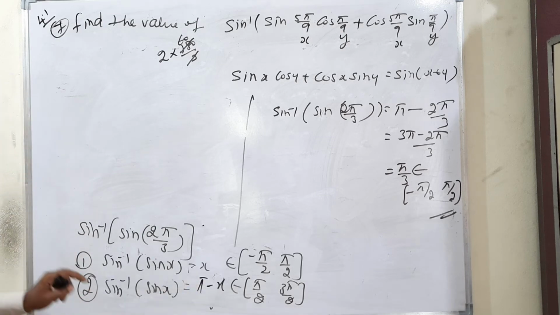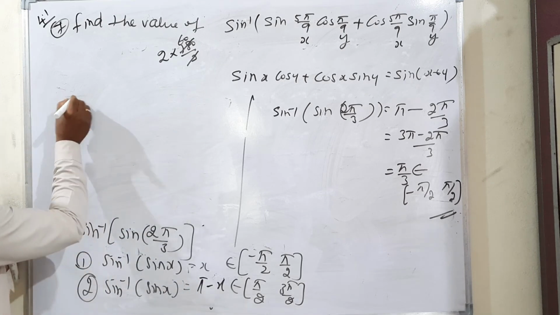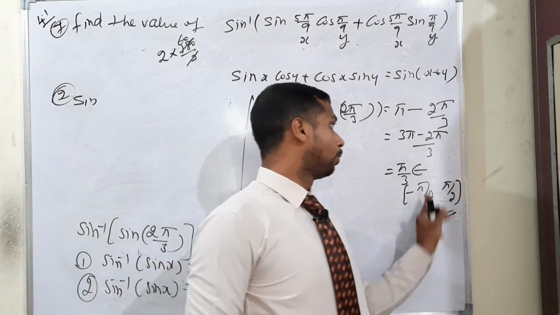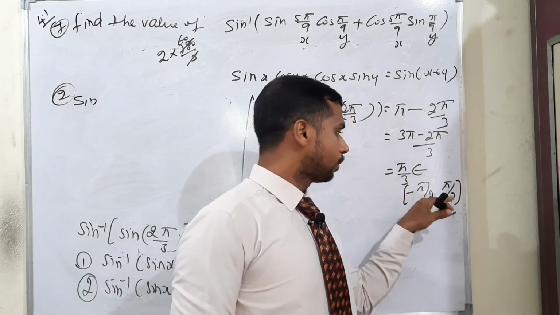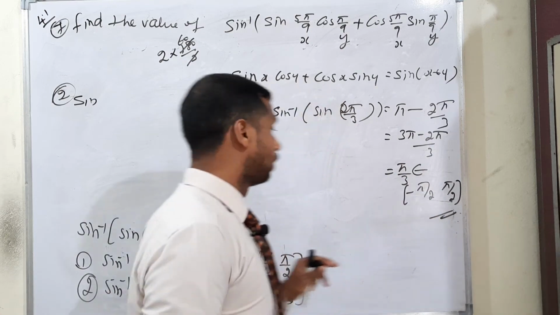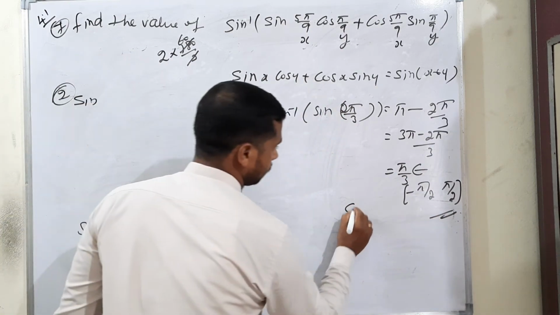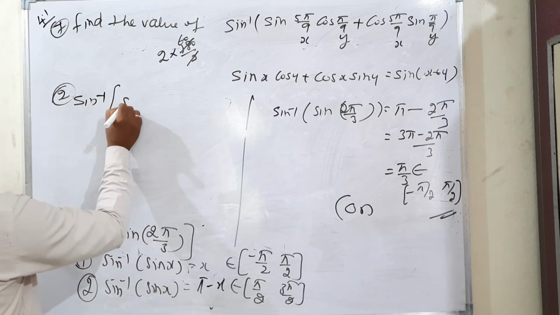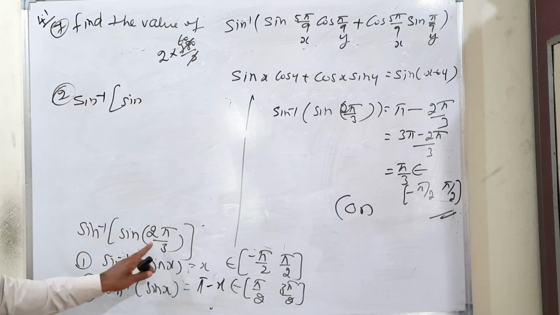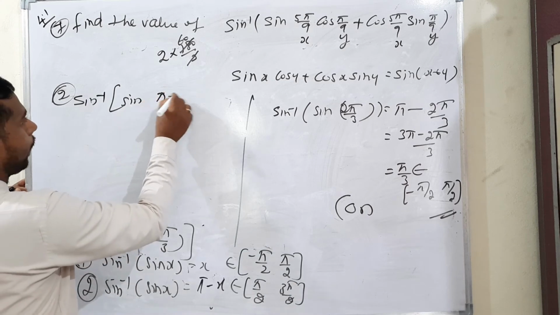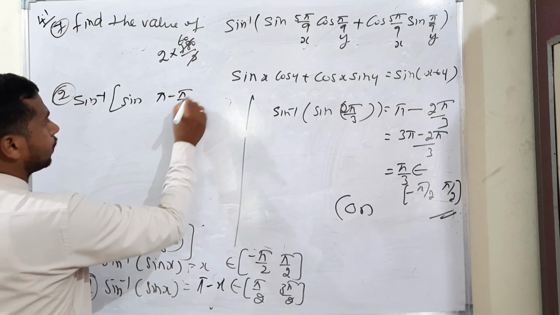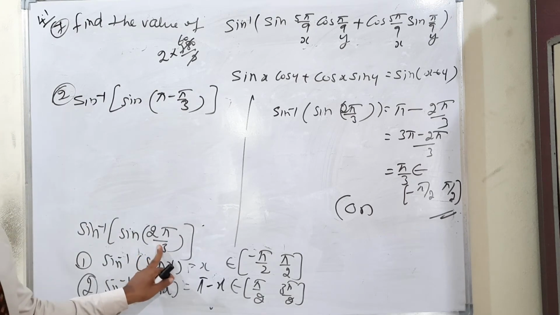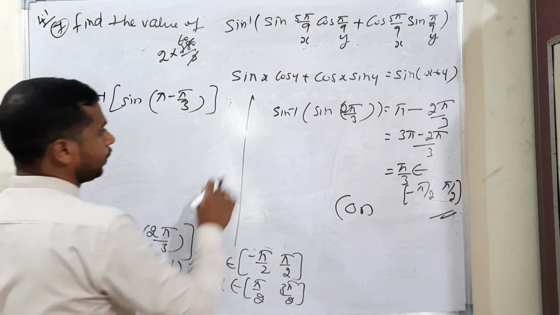Okay, the second case is actually the second method. If you use the pi minus x format, you can reduce it up to pi by 3. In this method, instead of 2 pi by 3 inside the sine inverse sine, we can write pi minus pi by 3. If you simplify, pi minus pi by 3 means you will get 2 pi by 3. So already we know the unit circle.